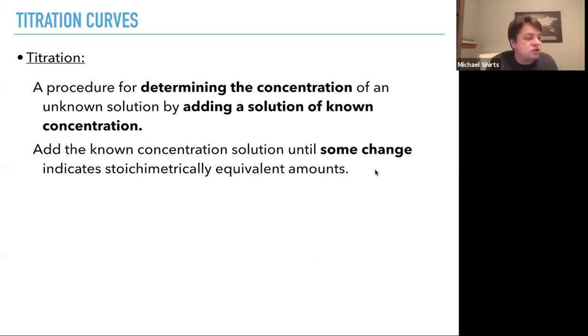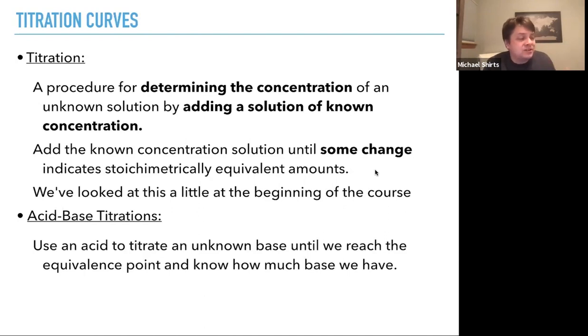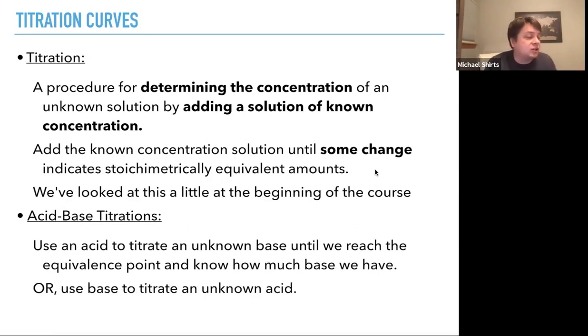Yeah, so you add this known concentration solution until some change indicates stoichiometrically equivalent amounts. What is the some change? Well, it totally depends on what the reaction is. There's lots of different types of titrations. And we looked a little at this at the beginning of the course. We're going to be talking specifically in this case about acid-base titrations. And so you'd use an acid to titrate an unknown base until we reach the equivalence point and know how much base we have, or alternately use a base to titrate an unknown acid.